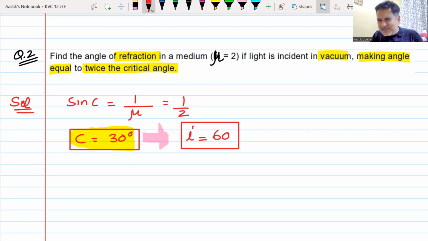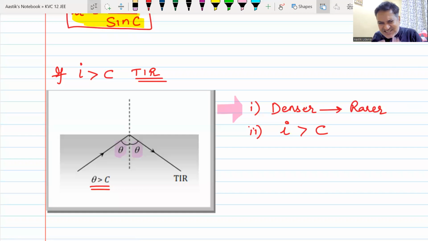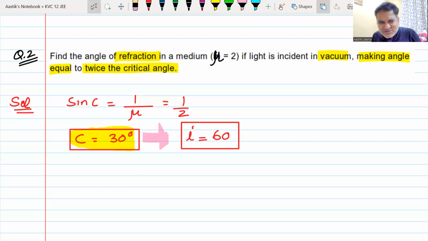Small problem though, my dear friend. A very small problem we have missed. And what have we missed? For TIR to happen, it must go from denser to rarer. It must go from denser to rarer, my dear friend. And here, if we have read the question correctly, it is going from air to the medium, so from rarer to denser, and therefore TIR does not happen.